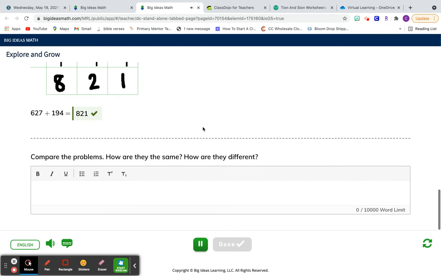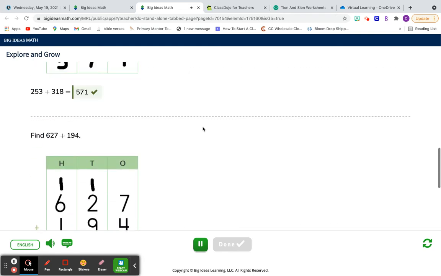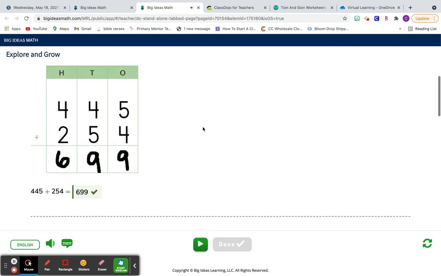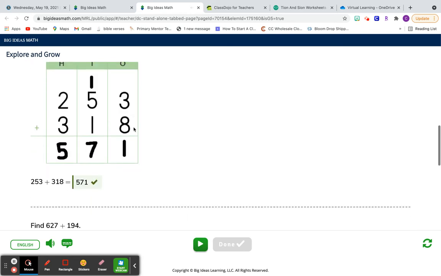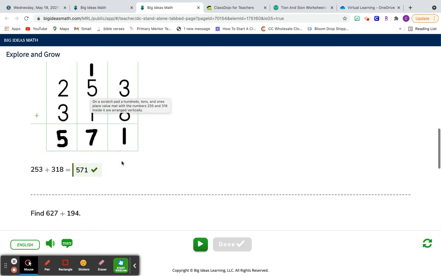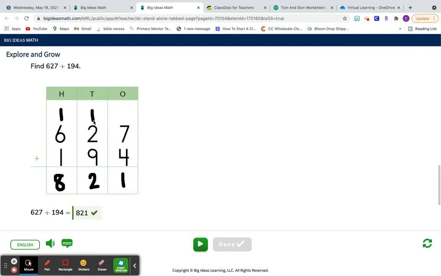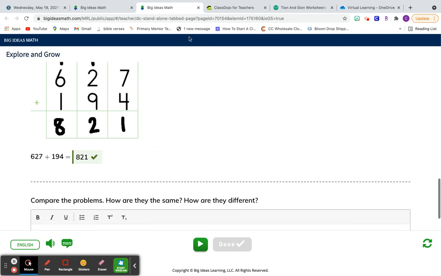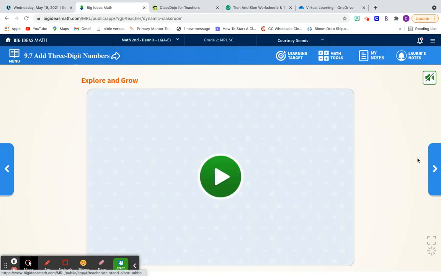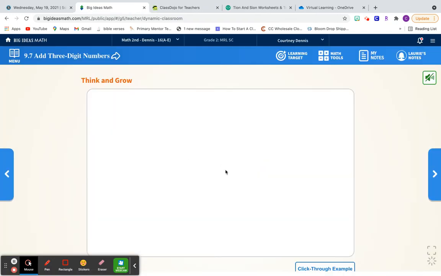Compare the problems. How are they the same? How are they different? We notice in this first one, we did no regrouping. In the second one, we only had to regroup into the tens place. And then in our third one, we had to regroup in the tens and hundreds. All right, now let's look at our Think and Grow for 9.7.